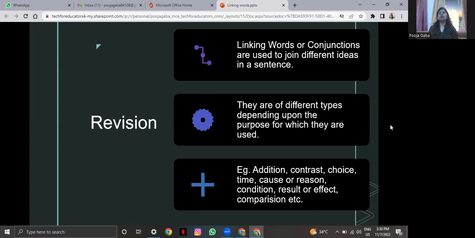So these were the linking words that we did today. Let us revise. Linking words or conjunctions are used to join different ideas in a sentence. When we have to join two sentences in a paragraph, then we use linking words. They are used for different purposes, and according to that they are of different types. The different purposes can be addition, contrast, choice, time, cause or reason, condition, result or effect, comparison, etc.